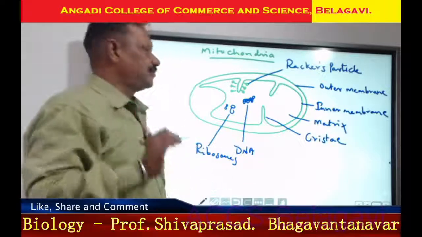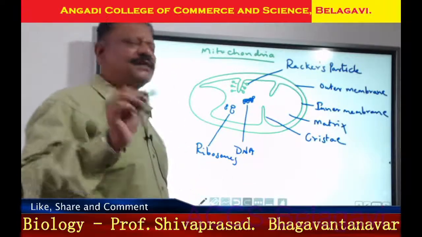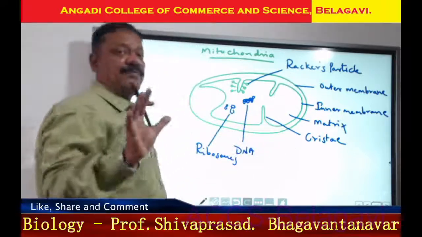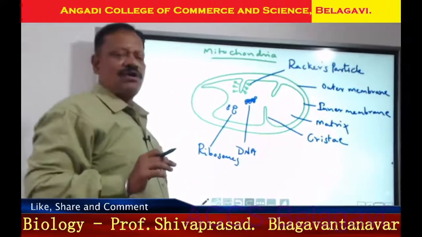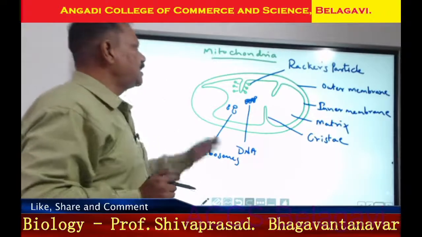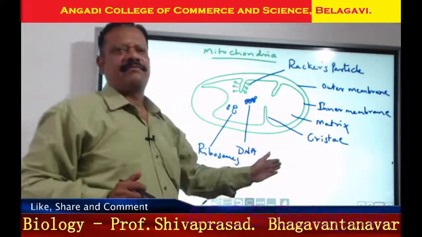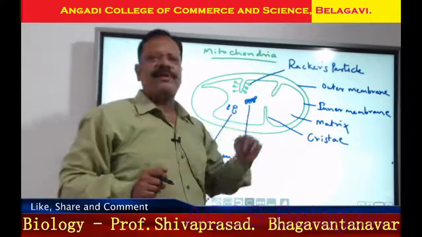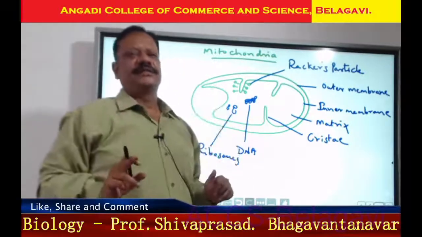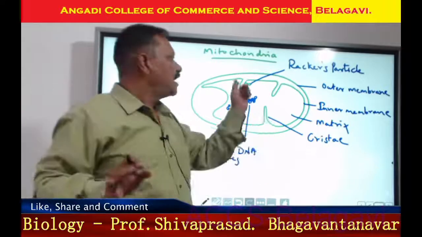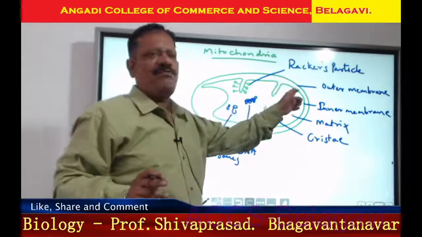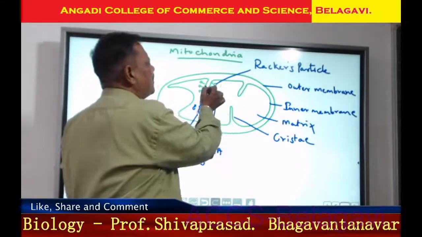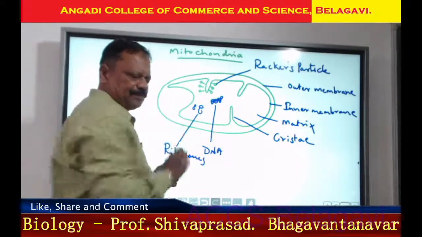Okay, and so on. First, you see here the outermost membrane. Mitochondria is a double membrane structure. Outer membrane is smooth and continuous. There is no folding and nothing. And the inner membrane, when you are observing, shows so many folds, finger-like projections inside.